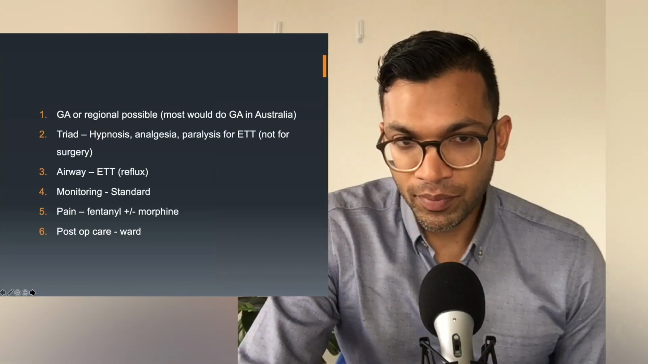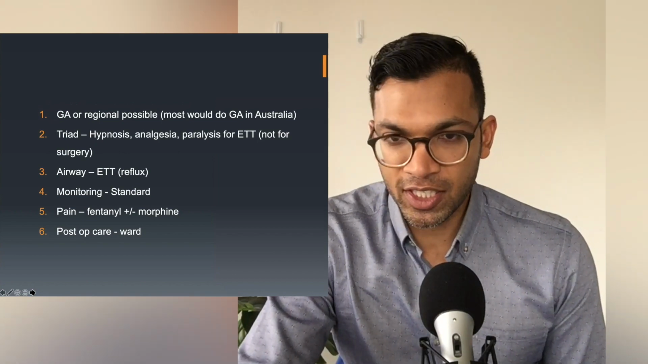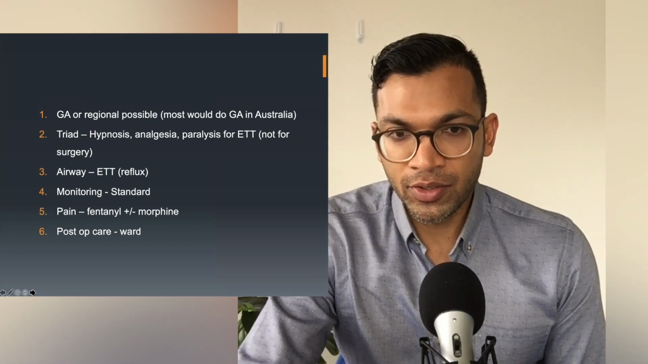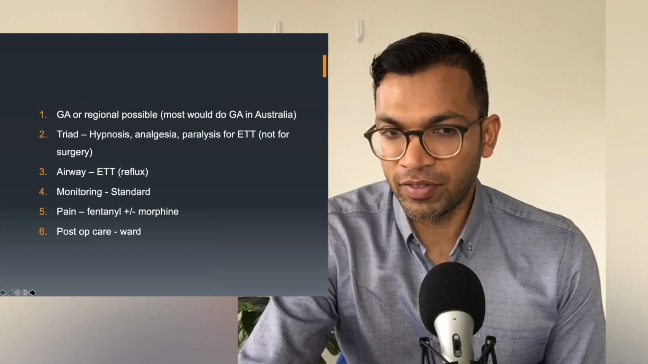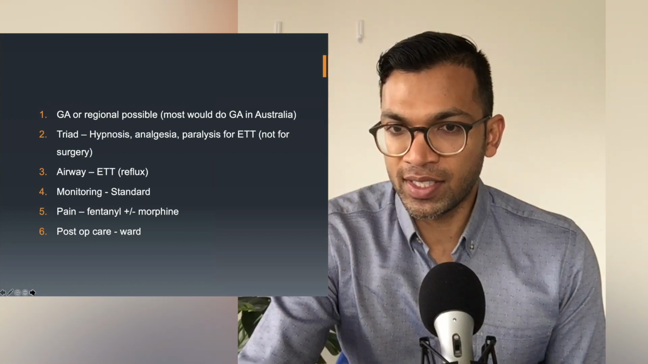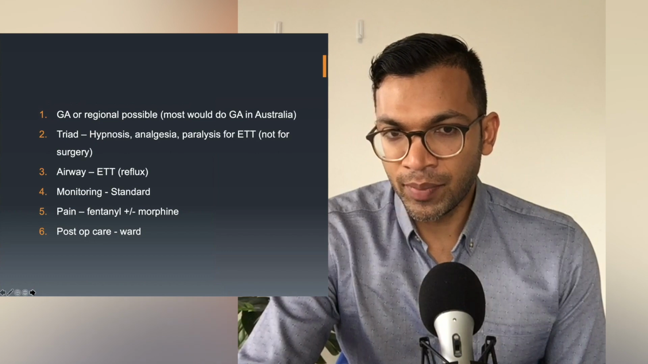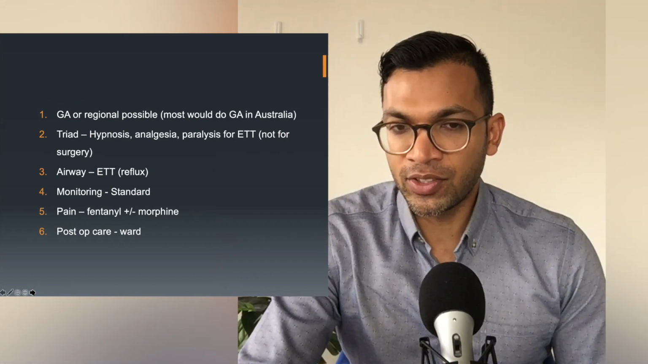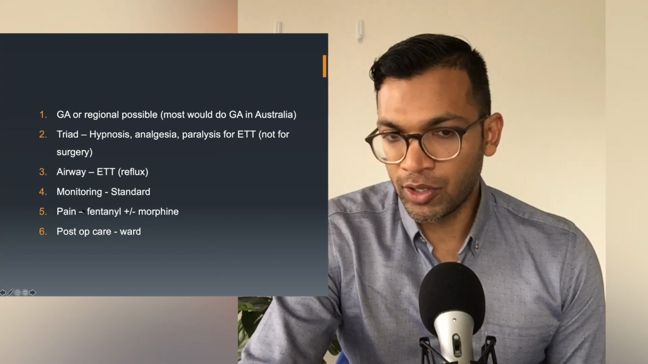And so just to give a bit of insight, most people do GA, but regional is absolutely possible. You can do these under spinal as well. But yeah, I'd agree. The triad, I would give paralysis now for the tube because there's reflux. And that's really the only reason. You don't need paralysis for these cases. Most of them are done with an LMA and no paralysis because it's reasonably peripheral, and the surgeons don't need that much exposure. Airway, ETT, because of the reflux, monitoring standard.